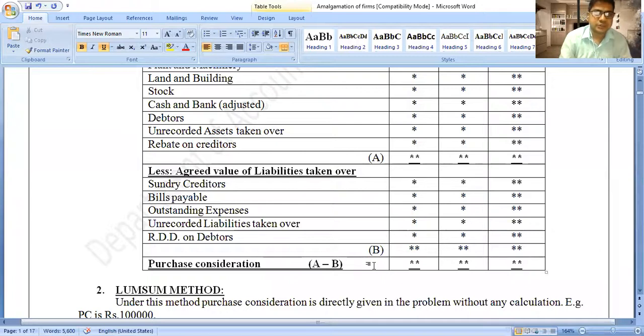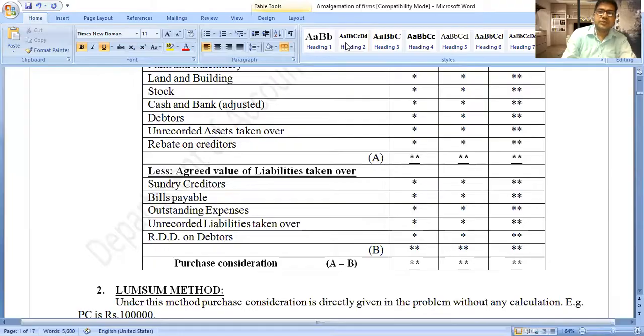And purchase consideration, we will record it, and it is a very important item in our amalgamation. Without purchase consideration, we cannot solve any amalgamation problem. Your answer will be directly marked as a zero because you are not calculating the purchase consideration. If you do not calculate it, you will get 0 marks. You have to keep these things in mind.